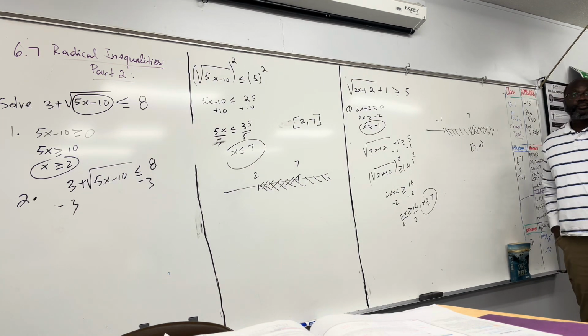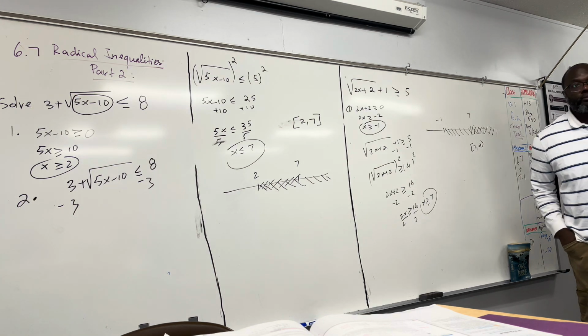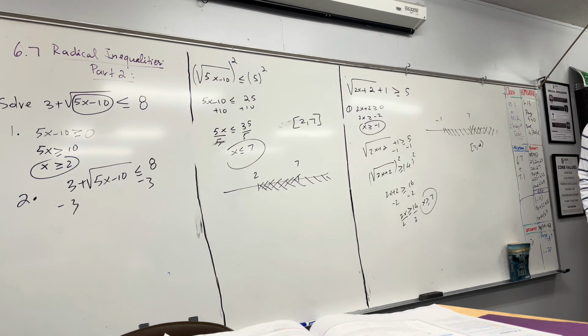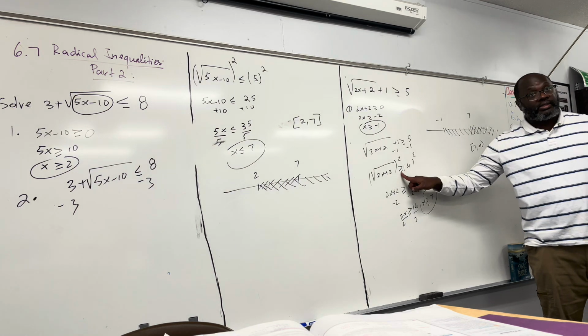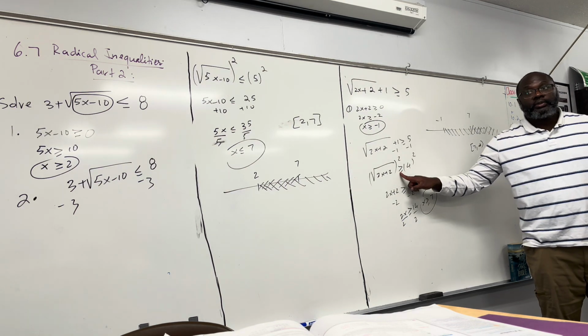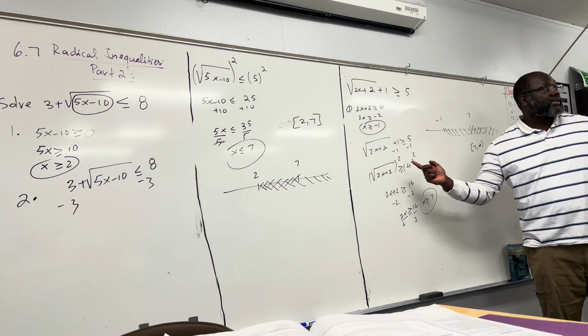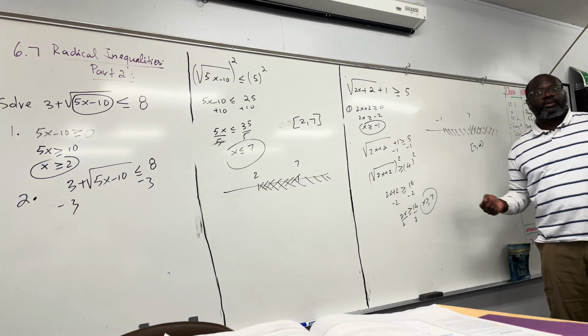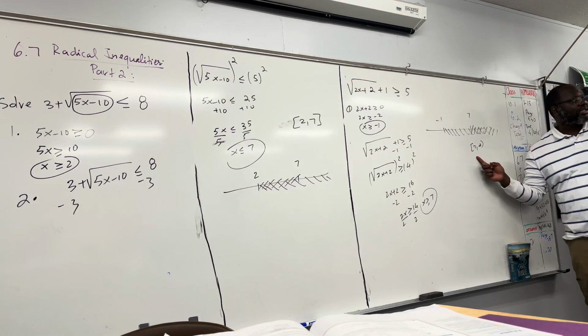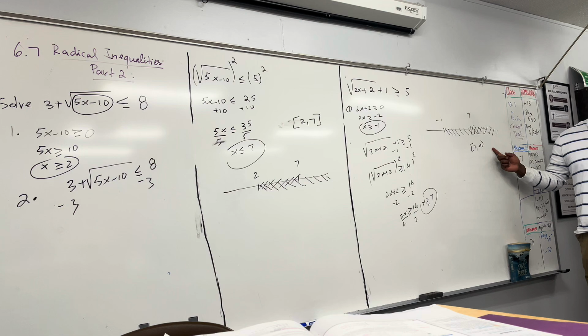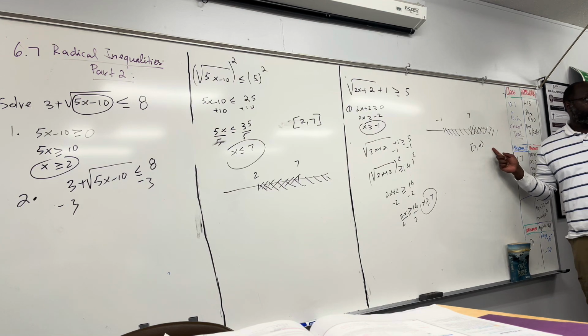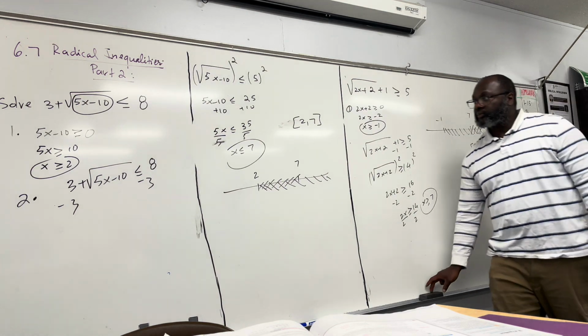When it's greater than or equal to or less than or equal to, is it a closed circle or open? Closed circle, because the line under the sign says it's more than or equal or less than or equal. So the solution will be from 7 to positive infinity. All right, let's do another one.